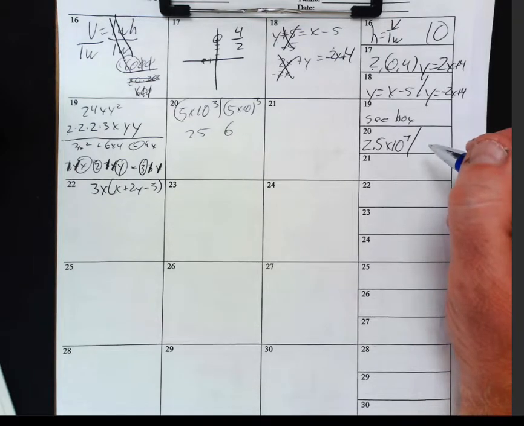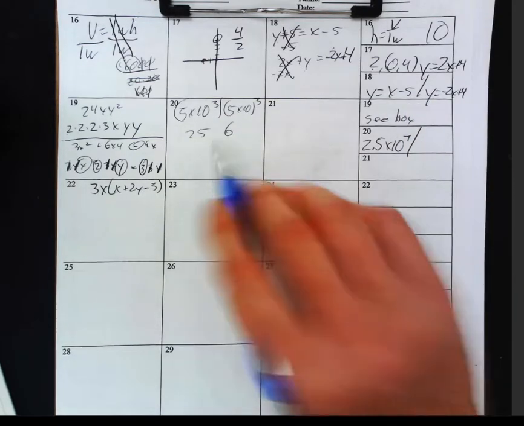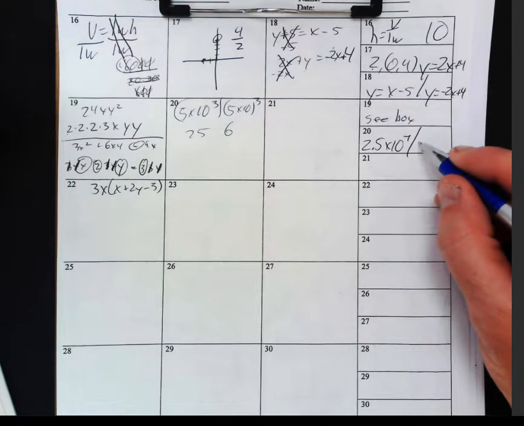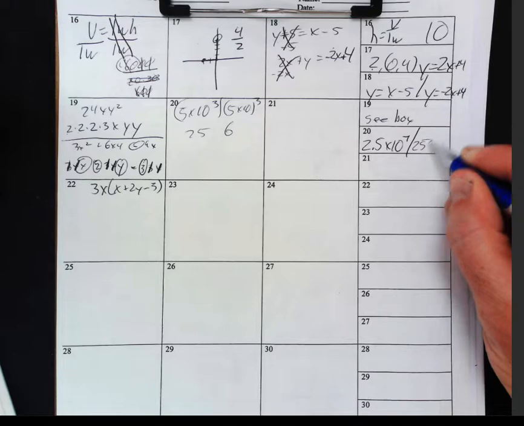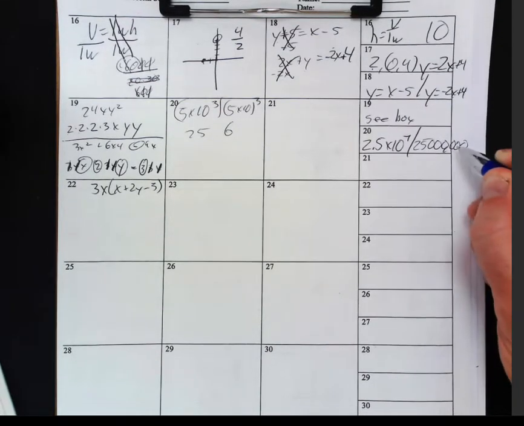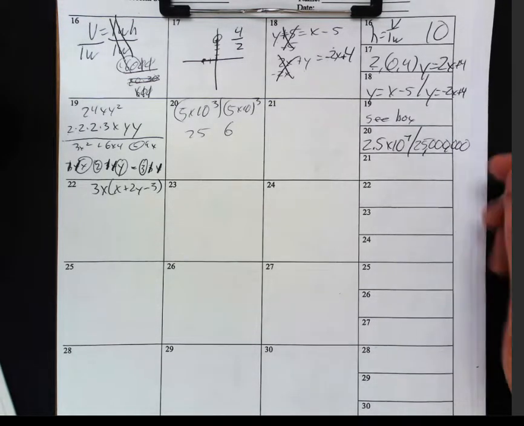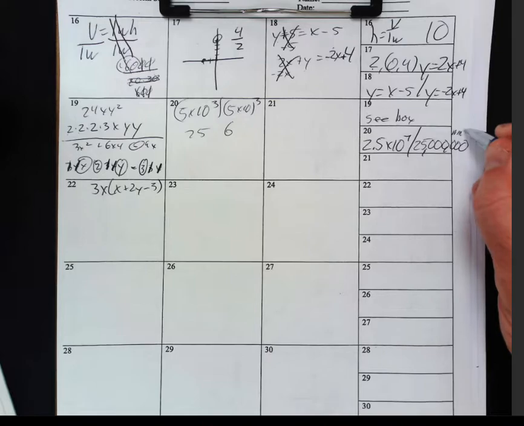B says write that in standard form. Okay, so I need to slide this thing over 7 times. Slid over once, twice, 3, 4, 5, 6, 7. 1, 2, 3, 1, 2, 3. I have an answer of 25 million. If you want, these are millimeters squared.